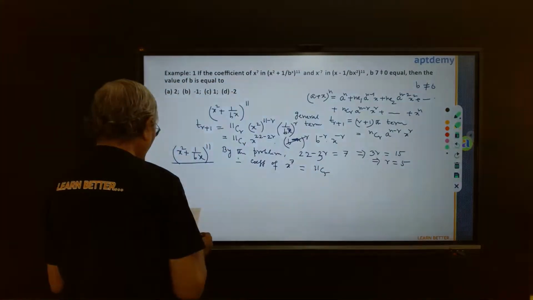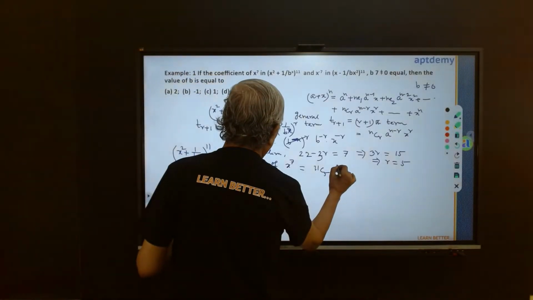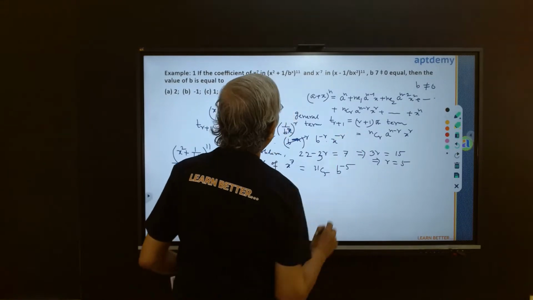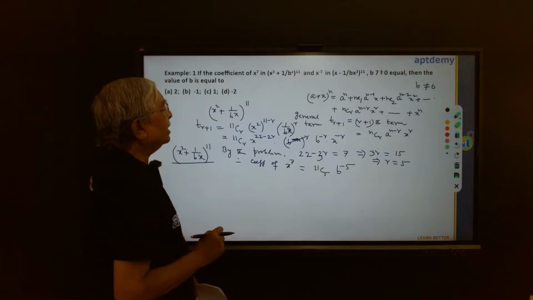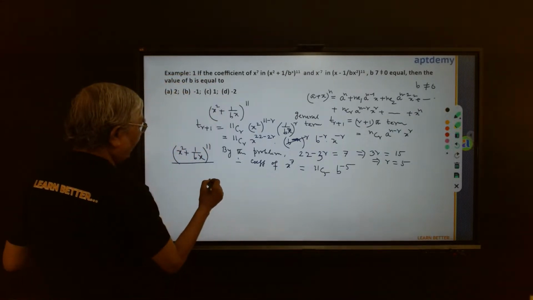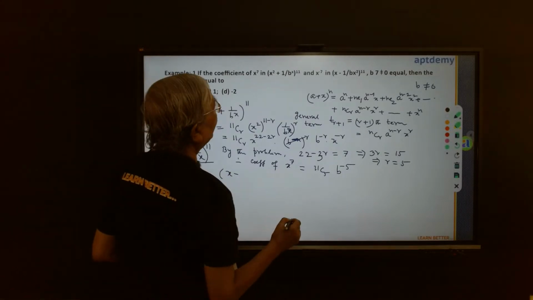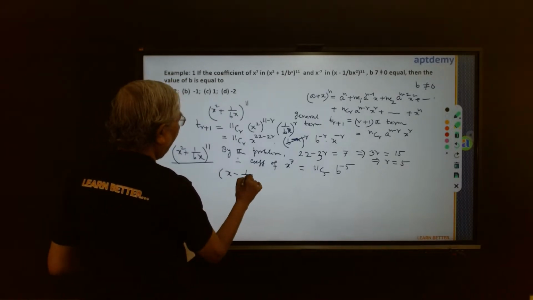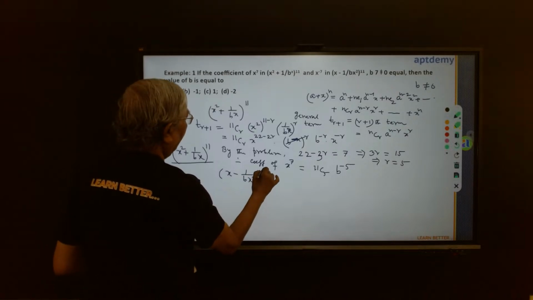Coefficient of x to the power 7 is equal to 11C5 into b to the power minus 5. This is the first part of the problem. What is our second expression? This is our x minus the second expansion, 1 by bx squared, whole to the power 11.